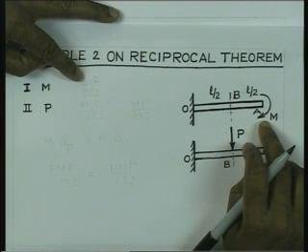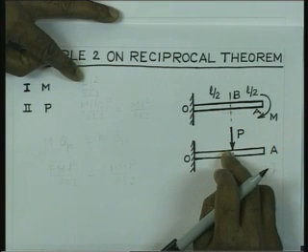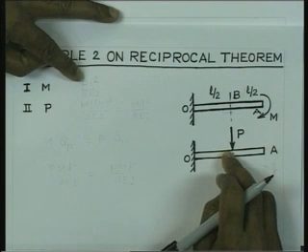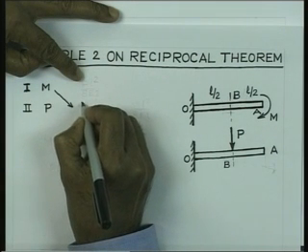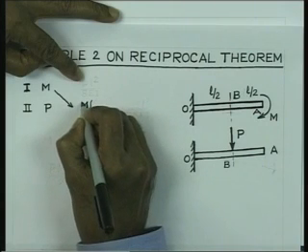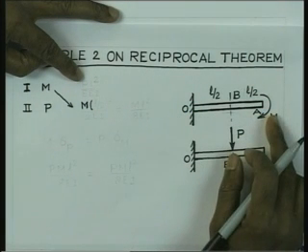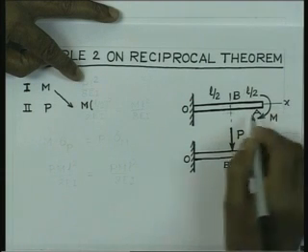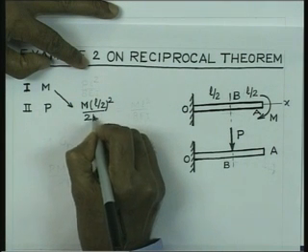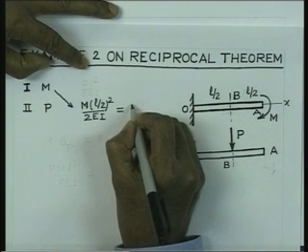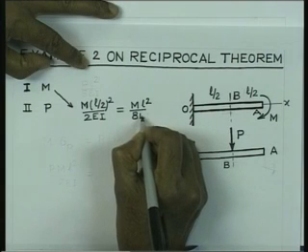If M is acting here, then the deflection that is produced at this point is going to be given by, so M is going to produce a deflection along the line of action of P, given by the formula M x square by 2 E I. So, the deflection equation is M x square by 2 E I, and therefore, at this point L by 2 it is going to be M (L by 2) square by 2 E I, and this gives us M L square by 8 E I.